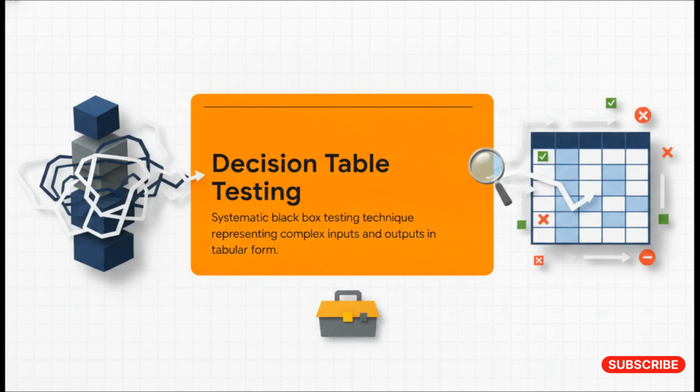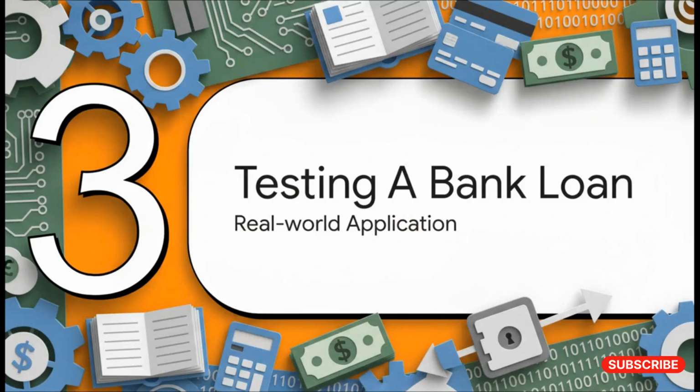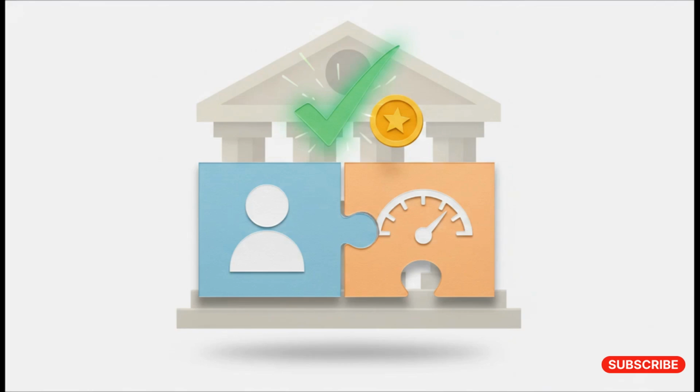Every condition is accounted for, and every expected outcome is documented right there before the testing even begins. All right, let's get into the real-world application of this. Let's see how this works for testing a bank loan. Let's move from these abstract concepts to a real-world, high-stakes scenario, banking software.